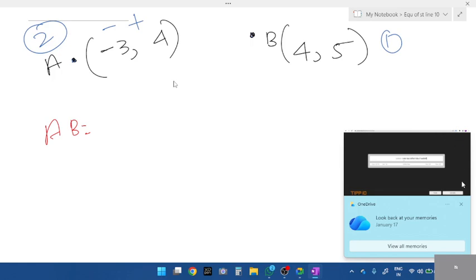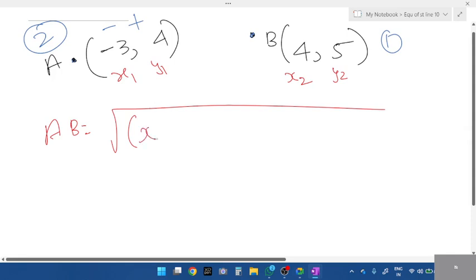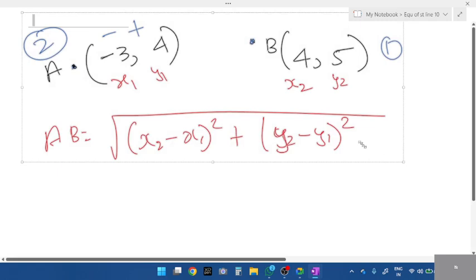The first point, whatever you take as the first point, take it as x1, y1, x2, y2. The distance formula, square root of, what's the distance formula, students? (x2 - x1) the whole square plus (y2 - y1) whole square. All of you will make a note of this distance formula. Then I'll give you section and midpoint.